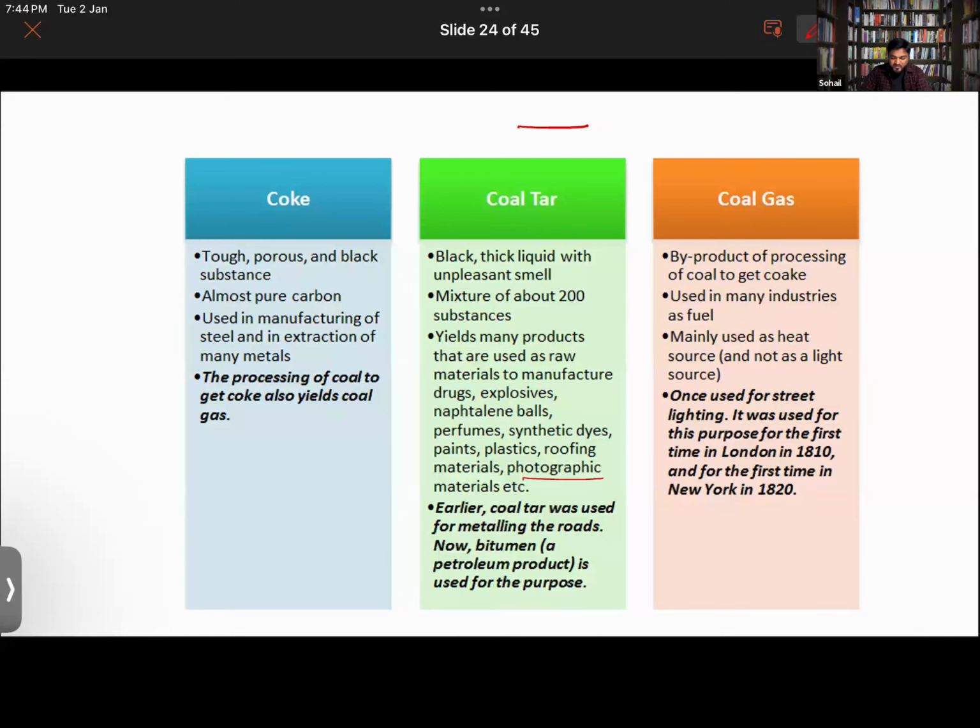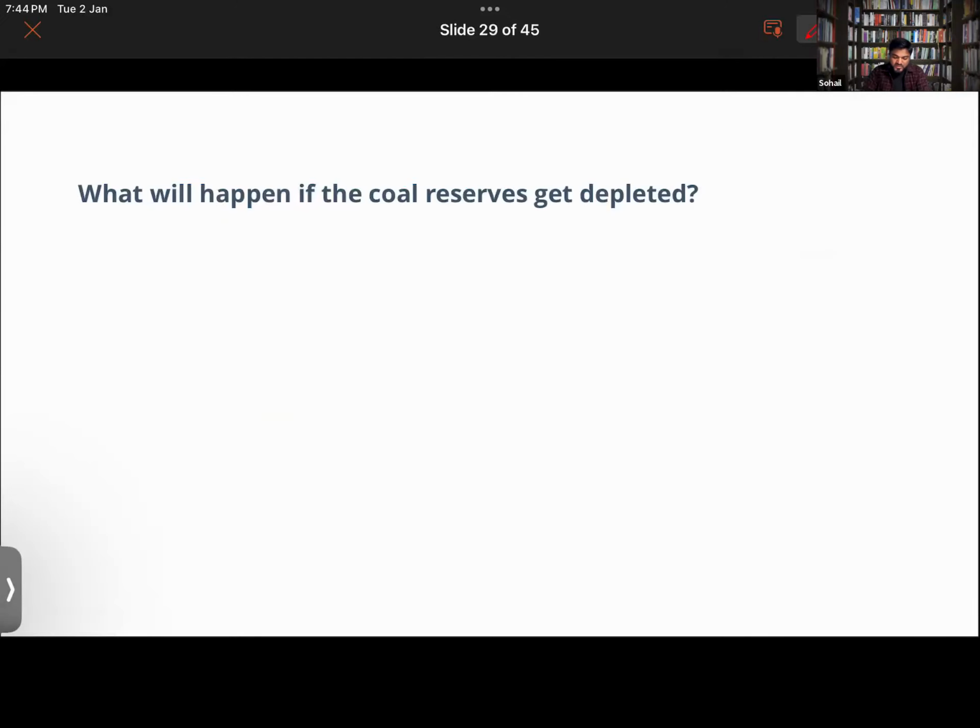So the simple thing is, what will happen if the coal reserves get depleted? Basically, it will become very difficult for us to produce energy. Although we have alternate sources of energy, they do not produce that much energy. I'm not talking about nuclear energy, that is a completely different discussion. Although that is a source of energy, for our domestic and industrial uses we won't be using it, because the technology to harness energy from nuclear fusion is expensive, and not everyone can afford it.